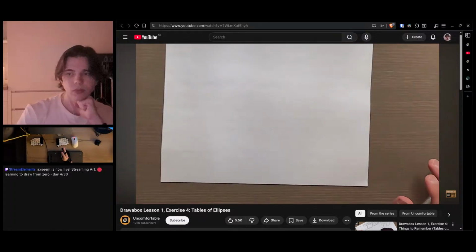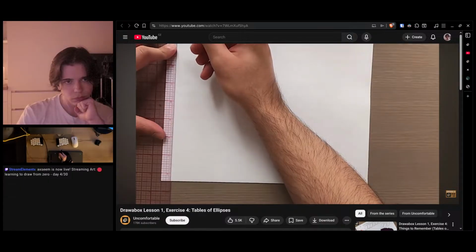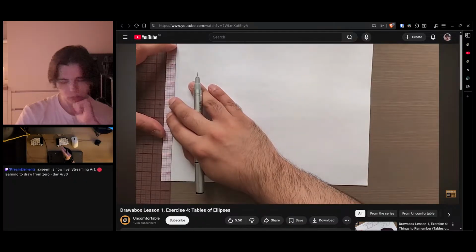The tables of ellipses exercise is one that is going to help you get used to drawing ellipses. That is, doing so confidently to maintain a smooth, even shape, drawing them with different degrees, and developing overall accuracy and control.